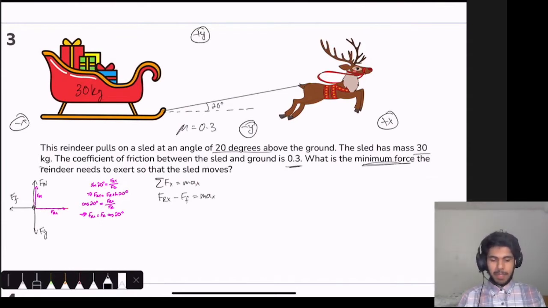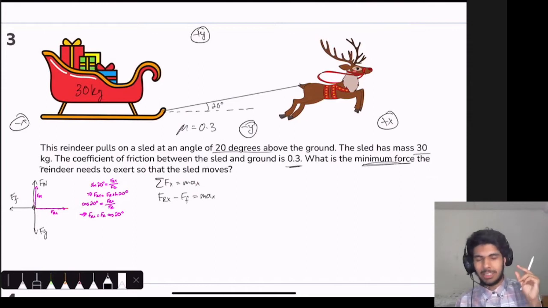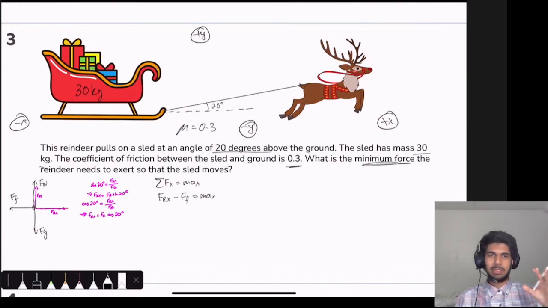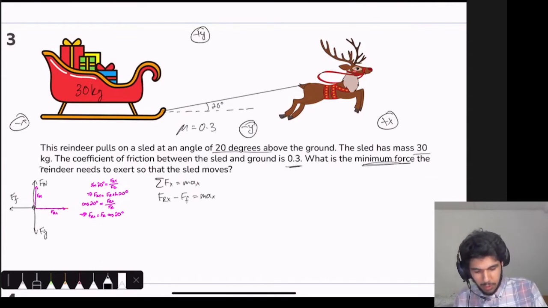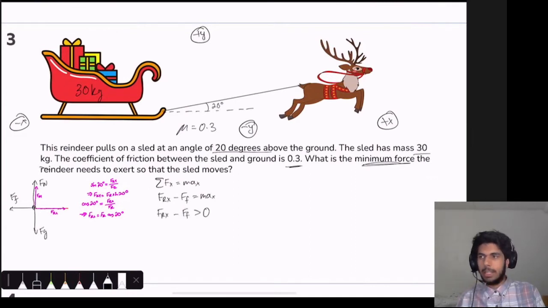We're asked to find the minimum force the reindeer needs to exert. So we want to find Fr so that the sled begins to move. So we want the acceleration to be just over 0. If it's 0, then it's constant. We'll just assume that it starts from rest. It's not traveling with some velocity with no acceleration. But we want the acceleration to be just over 0. So we want Frx minus Ff to be greater than 0.